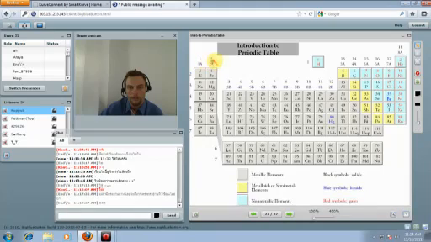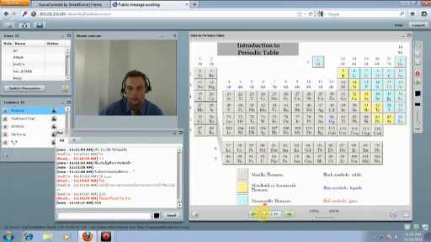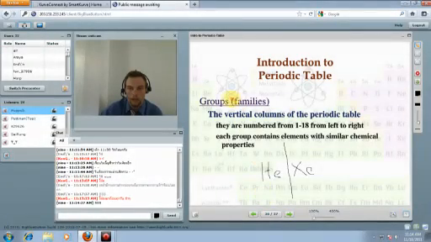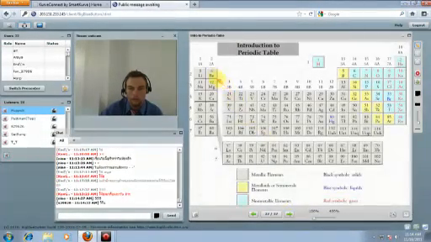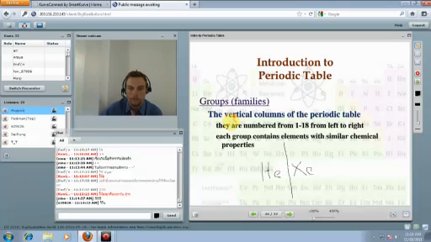Just know that these vertical columns, okay, the families, these vertical columns are called groups or families, and they basically show us the different chemical properties. They're grouped together. They're similar.